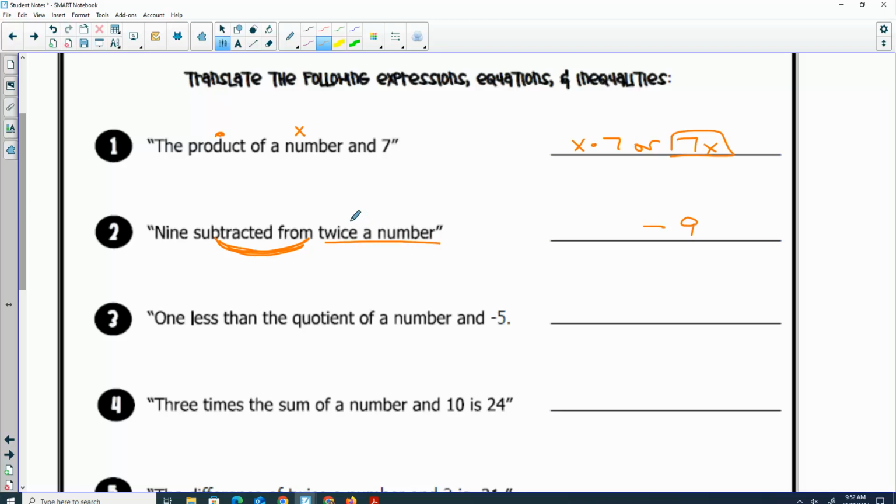Twice a number. Twice means I'm taking it times 2. So I have my number times 2, so 2x.